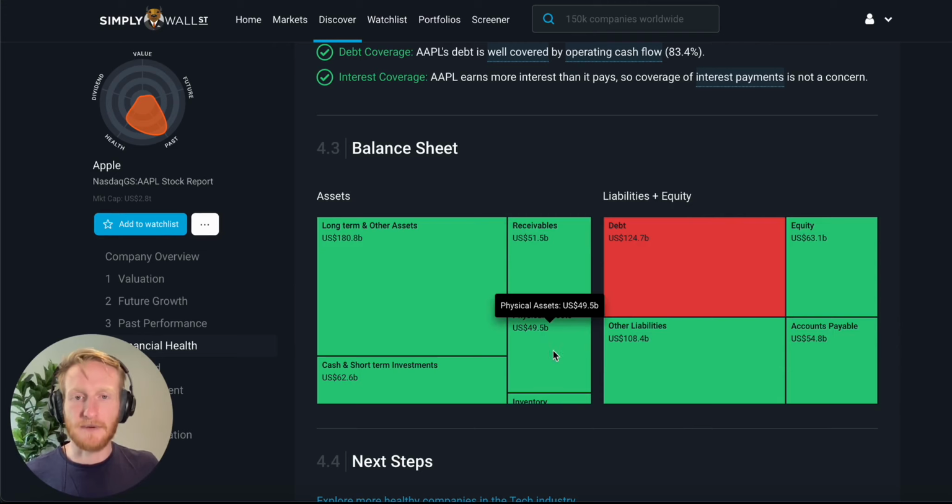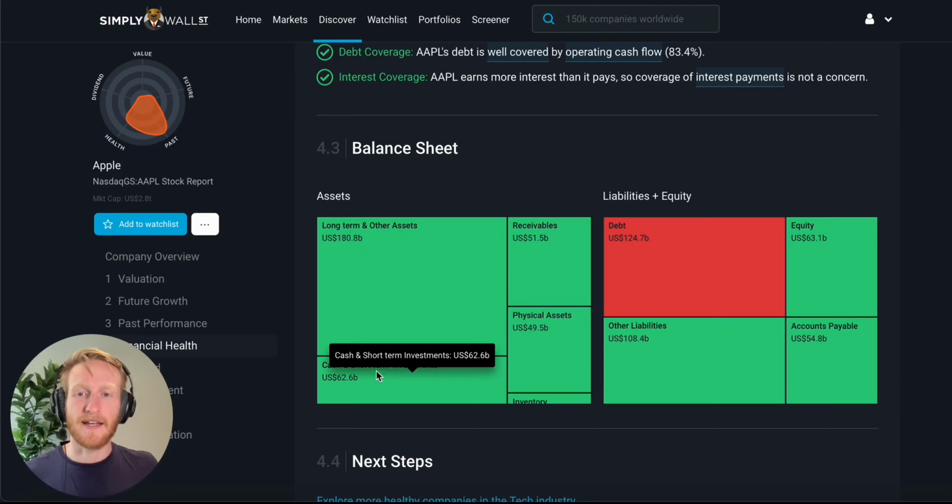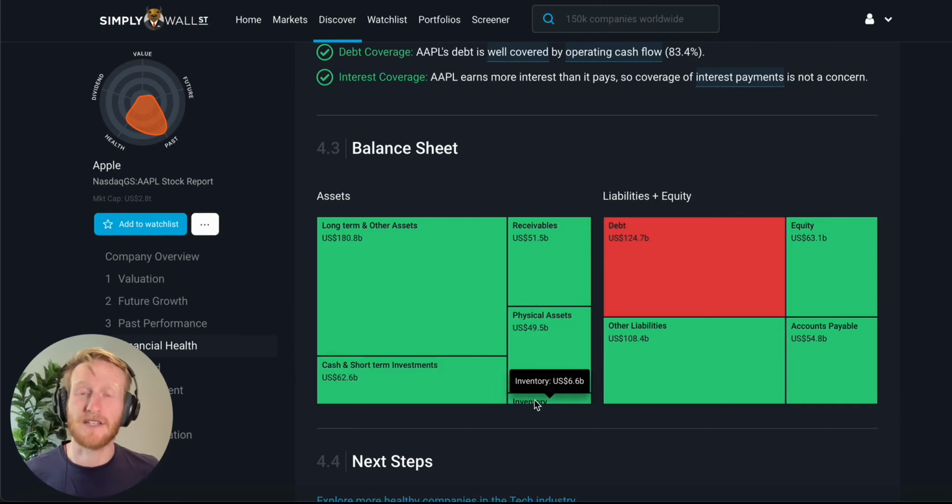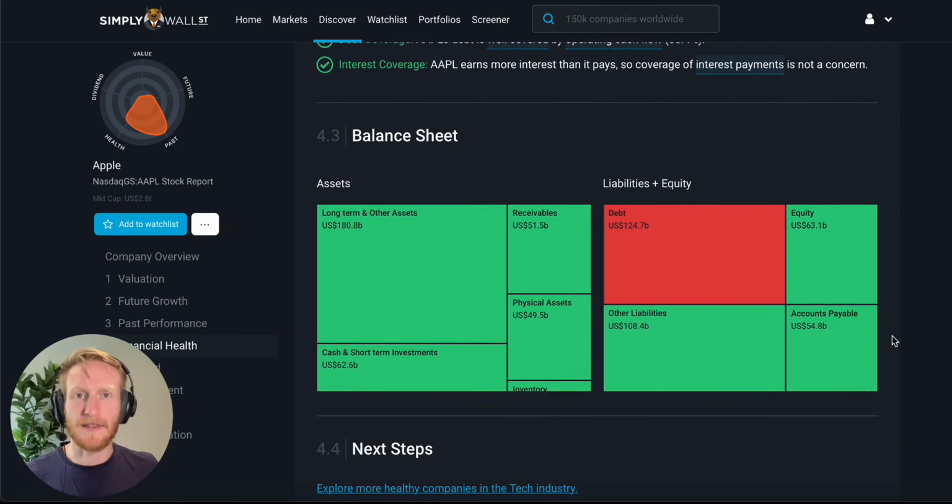And then other stuff like this, we can see physical assets being buildings and property, plant, and equipment and stuff like that. Longer term assets, these could be intellectual property and goodwill and other things like that. Cash and short term equivalents, $62 billion as we saw. Inventory can obviously just be the hardware that it sells, being iPhones and Macs and all that. And this just gives us a full breakdown of all of this. So nothing too crazy stands out there, but that is just how you can review this.